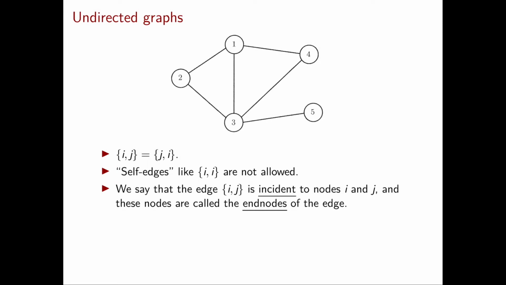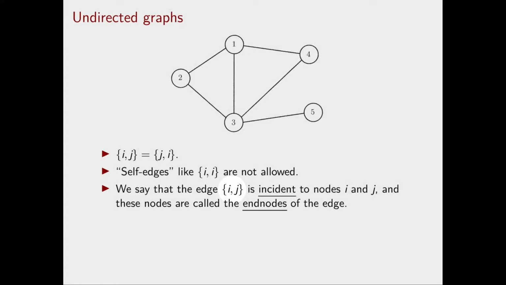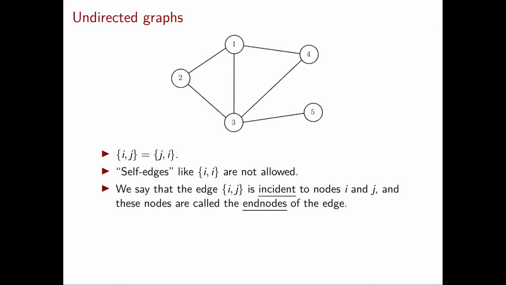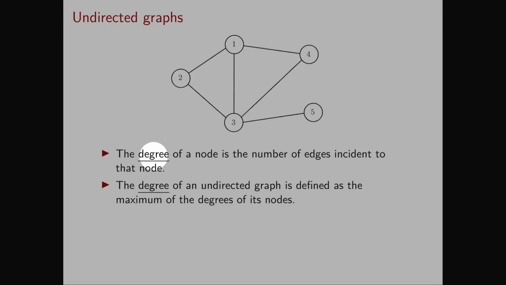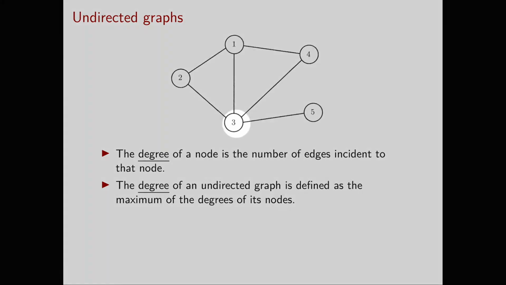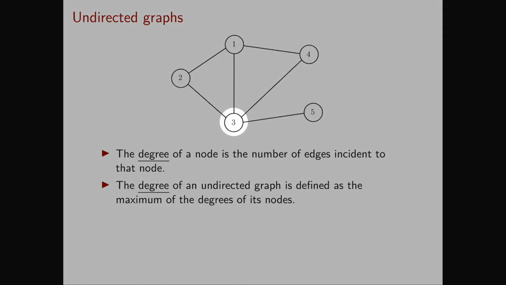It will be useful to define the concept of incidence and of end nodes. We say that the edge {i, j} is incident to the nodes i and j. Furthermore, the nodes i and j are called the end nodes of the edge {i, j}. For example, the edge {2, 3} has end nodes 2 and 3, and it is also incident to node 2 and to node 3. The degree of a node is defined as the number of edges incident to that node. For example, the degree of node 3 is equal to 4 because the node 3 is incident to the edges {3, 2}, {3, 1}, {3, 4}, and {3, 5}.